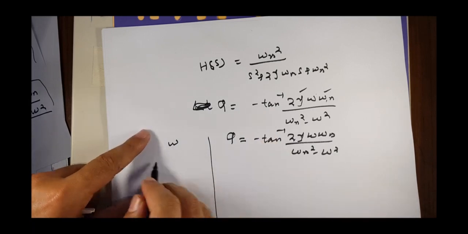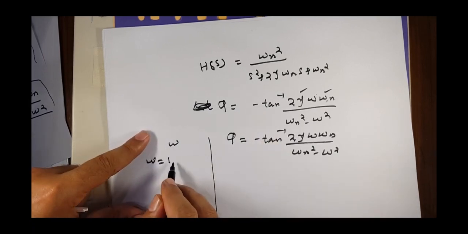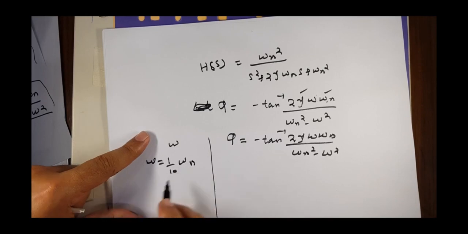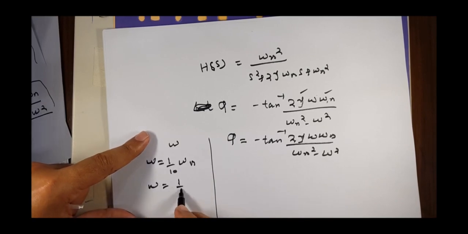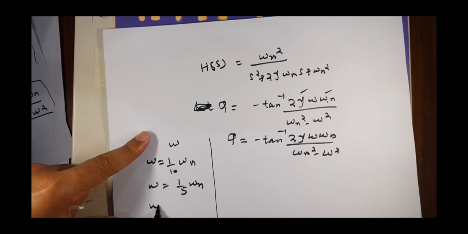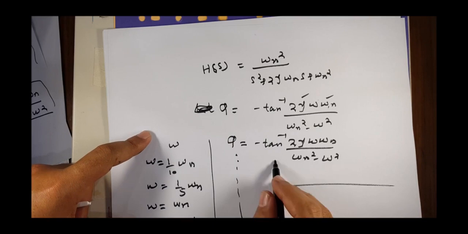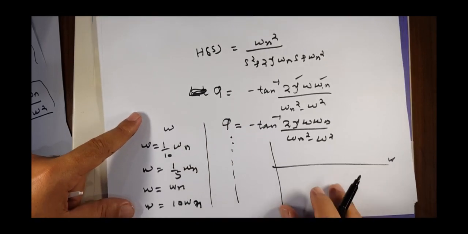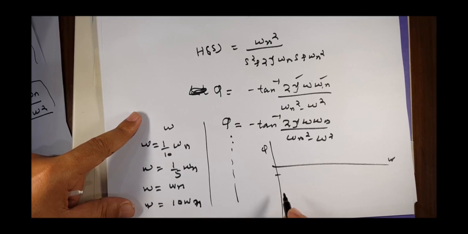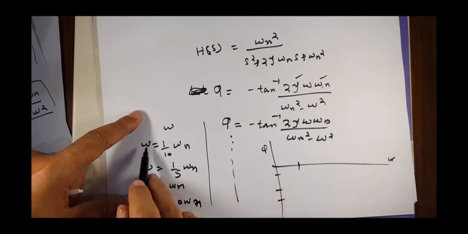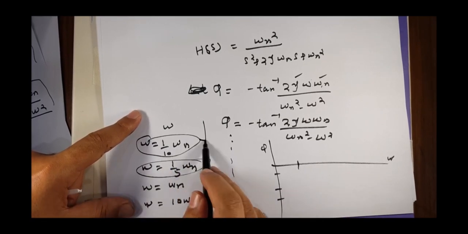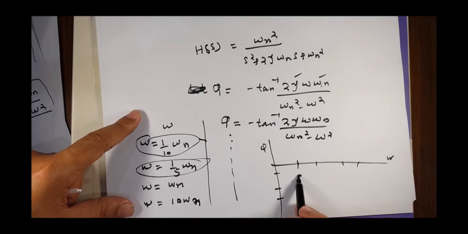Just give different values to omega. First put omega equal to 1/10 of omega n, then omega equal to 1/5 of omega n, then omega equal to omega n, then omega equal to 10 times omega n, and find the corresponding values. Then simply use this plot: this is your phase and this is the corresponding angle. Put these values over here, find the corresponding values, and draw the plot.